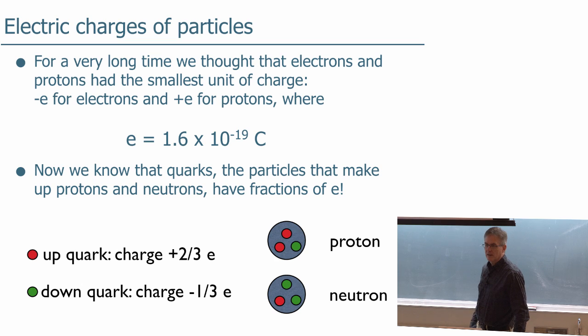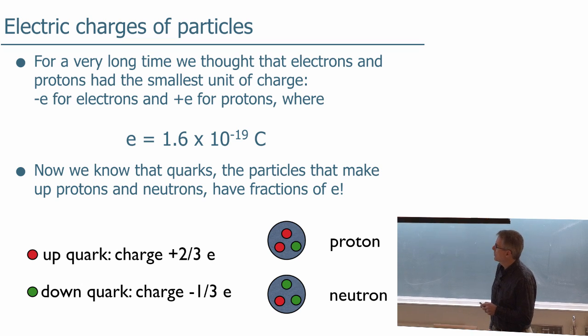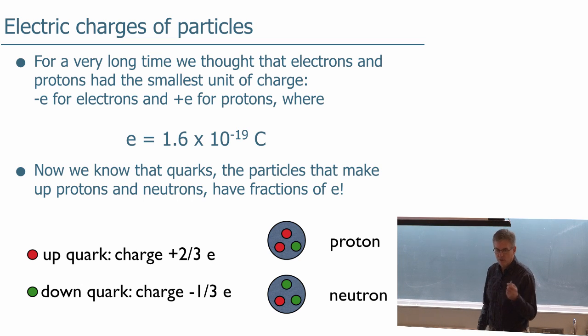At first, in the 1960s, when this idea was proposed, people could hardly believe that there were fractionally charged particles inside the proton and the neutron. The neutron has one up quark and two down quarks. So plus 2/3 minus 1/3 minus 1/3 gives you 0 net charge. And we know the proton is plus 1, the neutron is 0 charge.